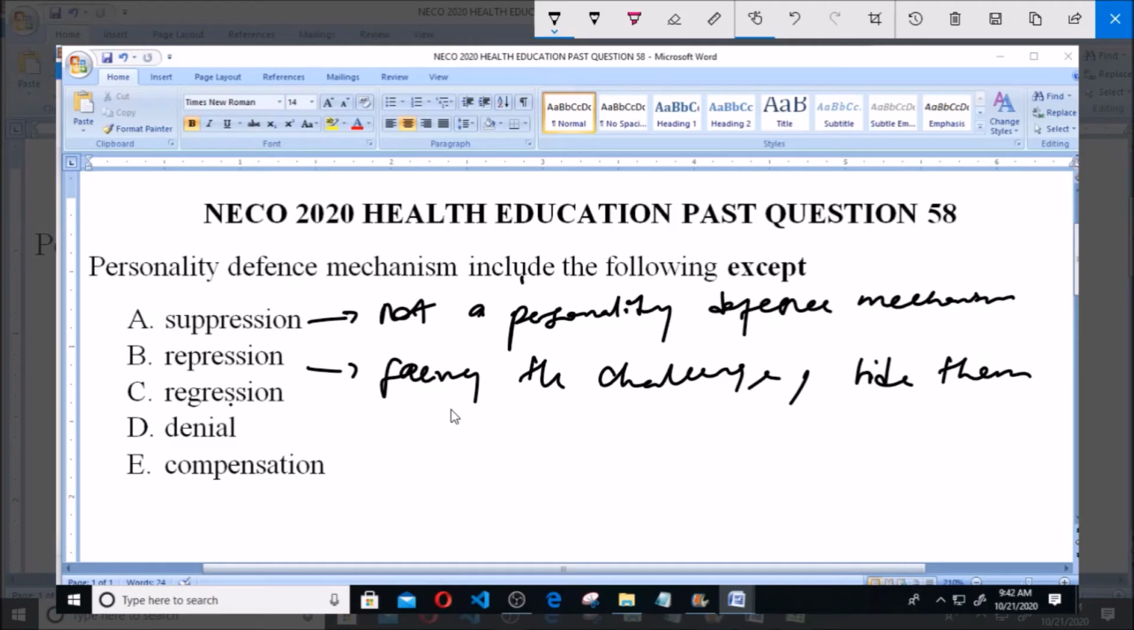Now option C says regression. In regression, one tries to escape unconsciously from problems or painful experiences by regressing. That is, by unconsciously moving back to one's earlier stage of development. Take for instance a child. When a child is faced with challenges, the child might regress, that is, go back to an early stage and start bedwetting or sucking the thumb. Now that's regression. Even adults also regress. They can regress into smoking, drinking alcohol, or overeating a particular food that gives them comfort, just in order to defend themselves against some challenges.